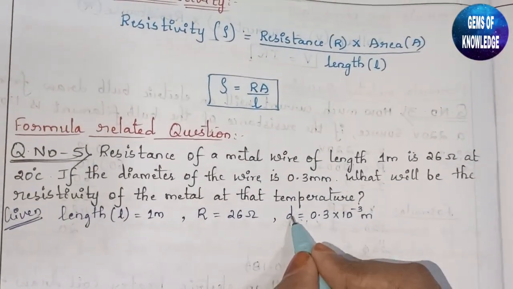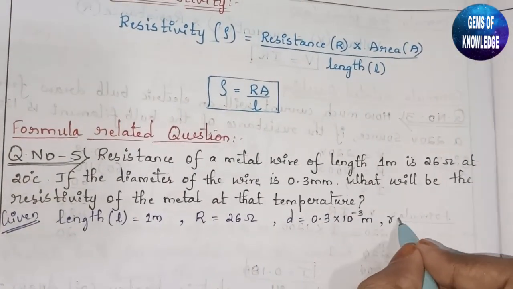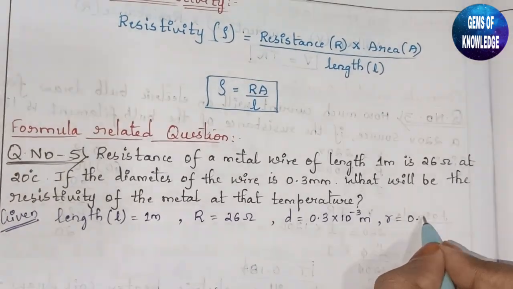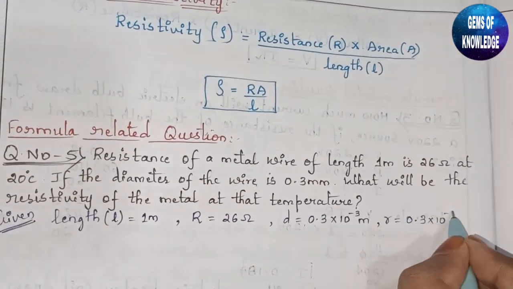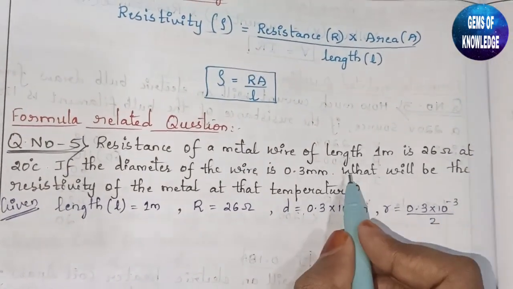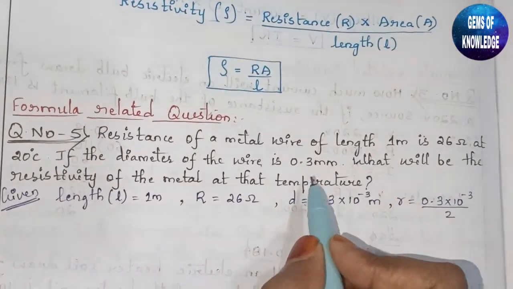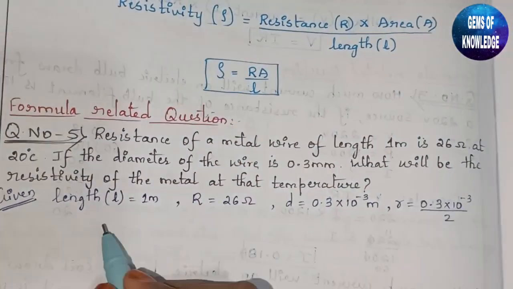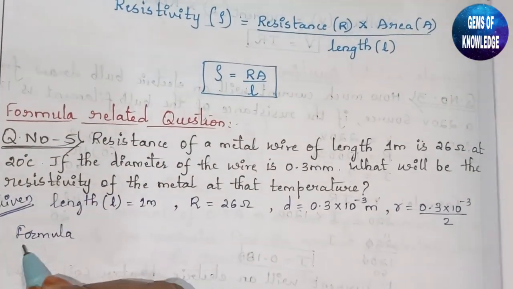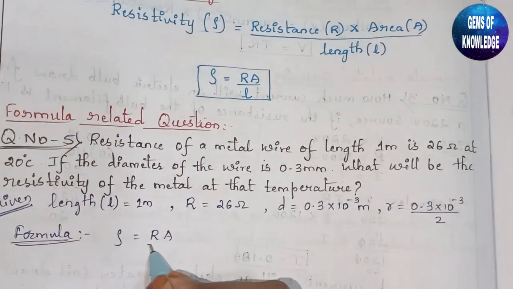Now, if the diameter is given, what will be the radius? r is equal to d by 2, diameter divided by 2. So the diameter is 0.3 into 10 to the power of minus 3, divided by 2. We will keep it as it is. What we need to find out is the resistivity of the material at that temperature. So rho we need to find out. The formula is rho is equal to R into A by L.